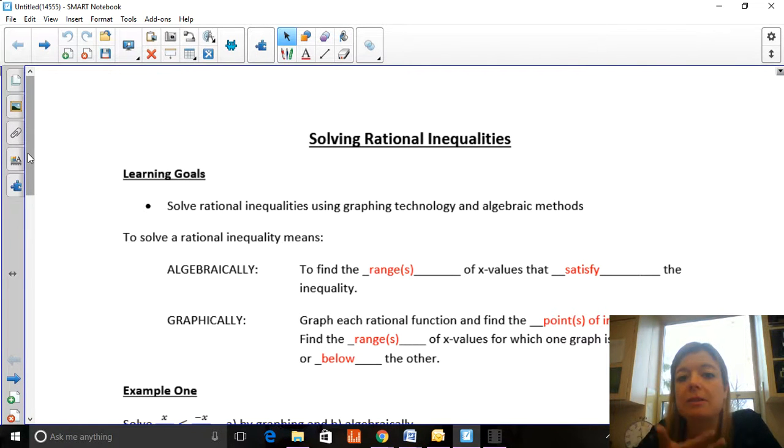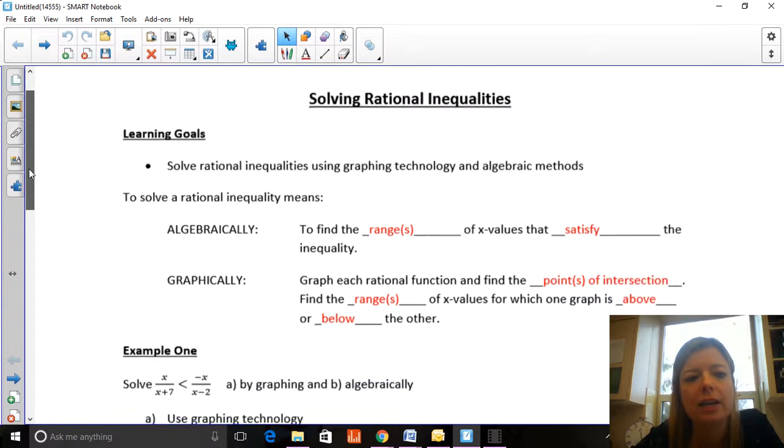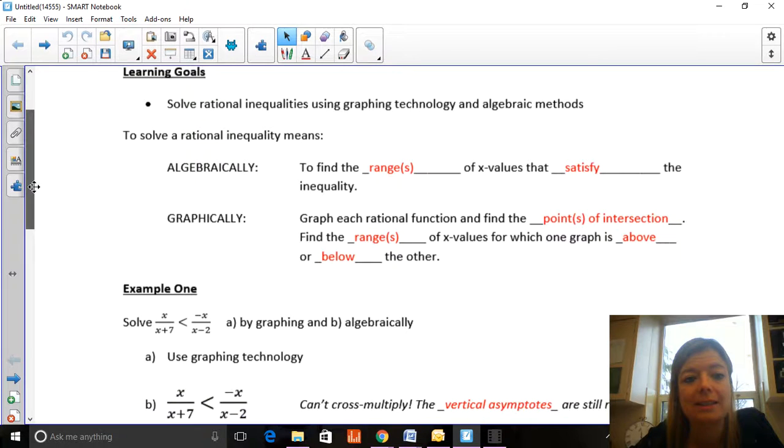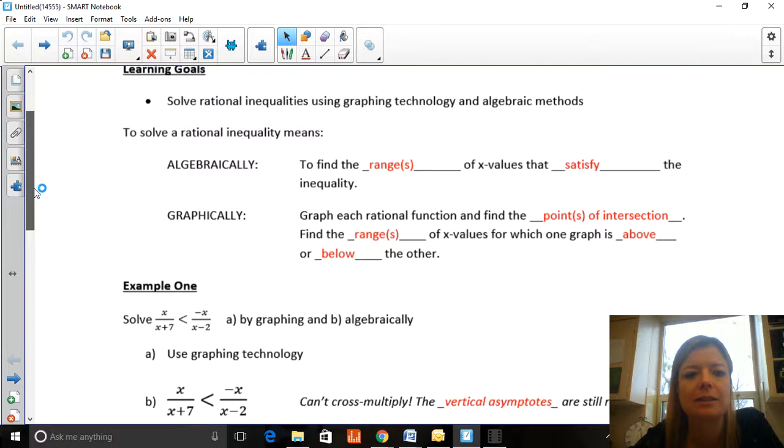You can't just cross multiply anymore. So you might want to put, like, in big letters at the top of your page, cannot cross multiply. With solving rational equations, you can, but with inequalities, you cannot. So it adds an extra layer of difficulty. There's not a lot more analysis in this note than in the last.